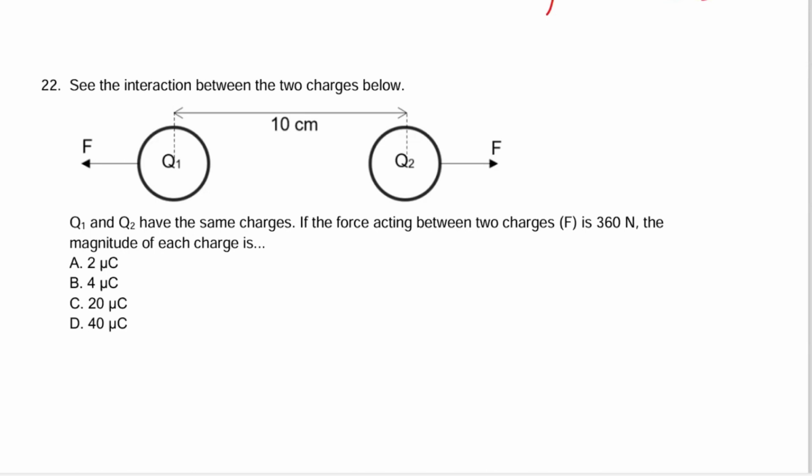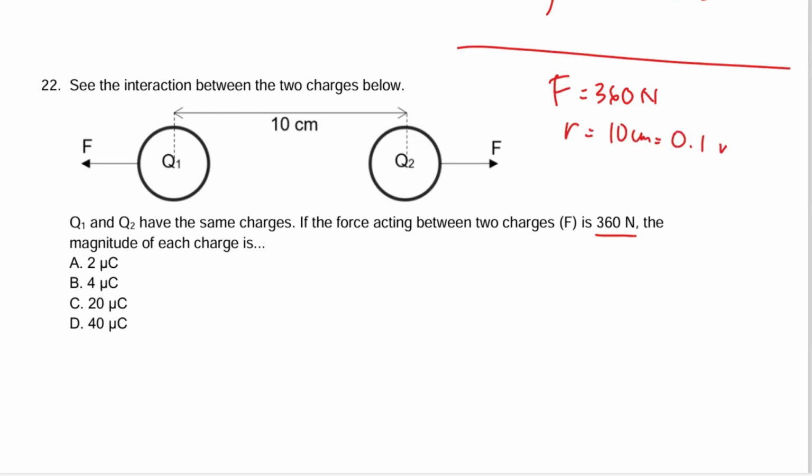There is the interaction between two charges shown there. Okay, there's Q1 and Q2, and they repel each other because they are the same charges, and the force acting is 360 Newton. So we know that F is 360 Newton. And for the distance, it says 10 centimeter, or we can say 0.1 meter. And we need to find out what is the magnitude of each charge. So the question is asking what is Q1, that's actually equal to Q2.